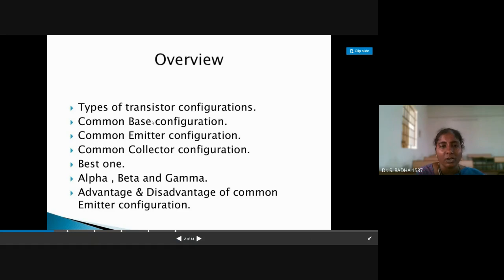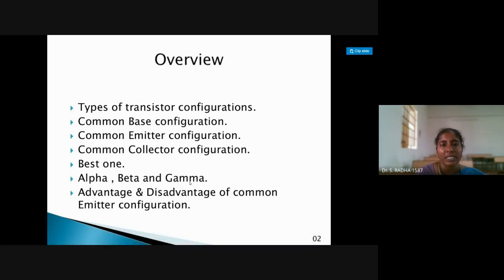And common base, only when we require voltage gain. If current gain is not our criteria, then we can go for the common base configuration. And coming to alpha, beta, gamma, these are the gains. In CB configuration, alpha is the gain, and in CE configuration, beta is the gain. In CC configuration, gamma is the gain.